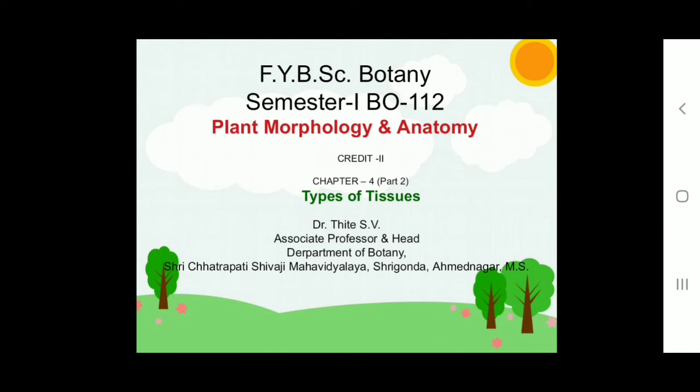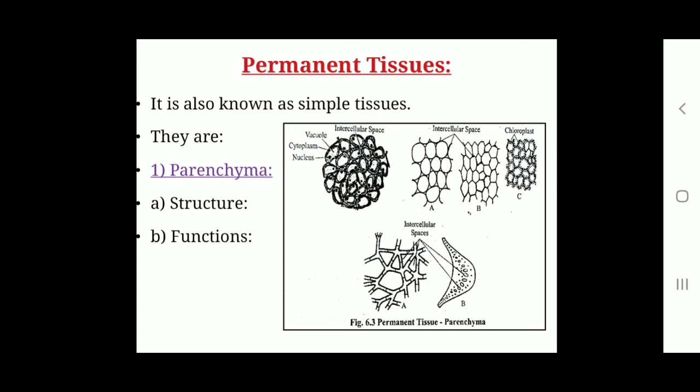Good morning. Today we are going to start chapter number 4, part 2, that is permanent tissues. See here that the permanent tissues are developed from meristematic tissues. The meristematic cells increase in dimension and assume a definite shape and size. These tissues can resume meristematic activities under certain conditions. They may be living or dead type.